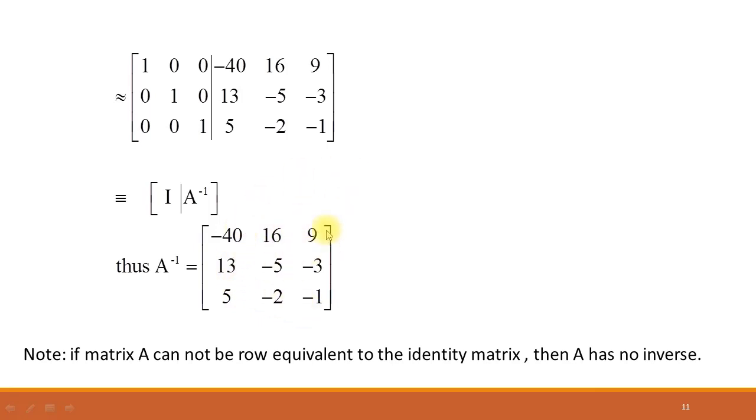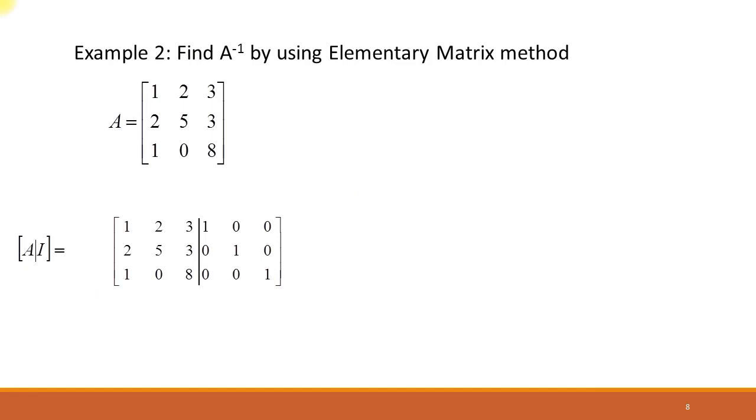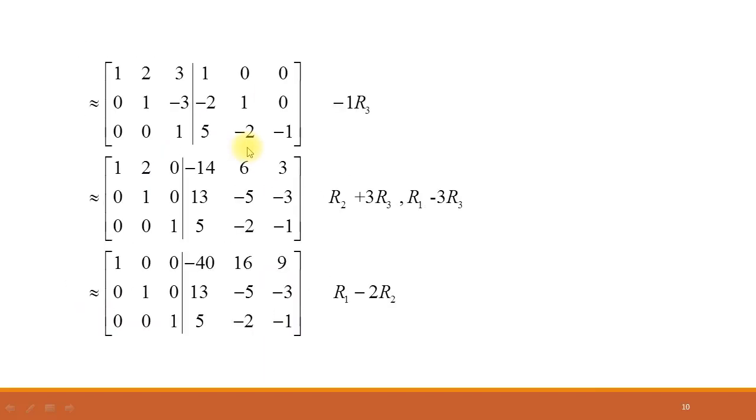Dear students, you can verify your result by multiplying this inverse matrix by the original matrix A. If we multiply the inverse of the matrix A by the matrix A and obtain the identity matrix, then we can say that the inverse of the matrix is correct, because by the definition of the inverse of a square matrix A, A inverse multiplied by A, and A multiplied by A inverse, is equal to the identity matrix.